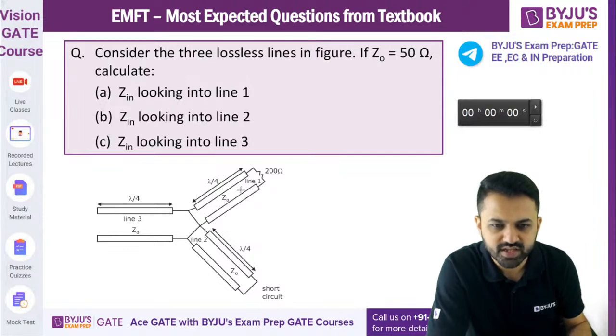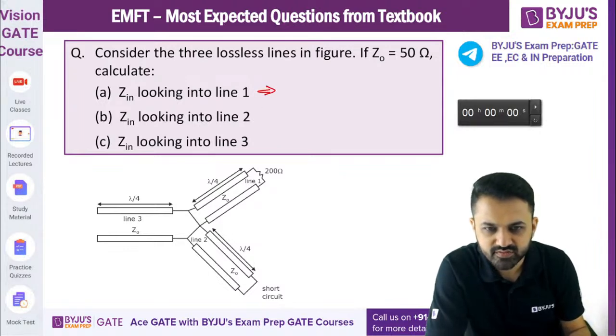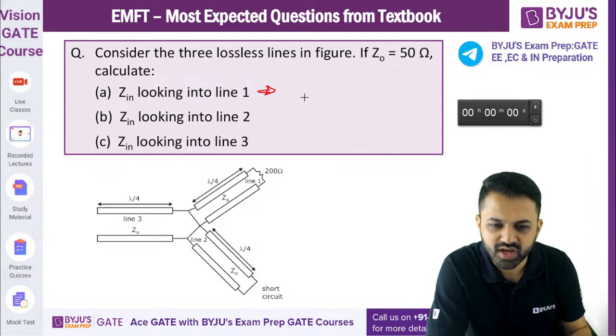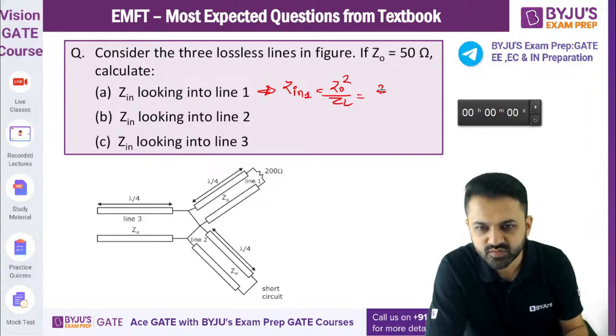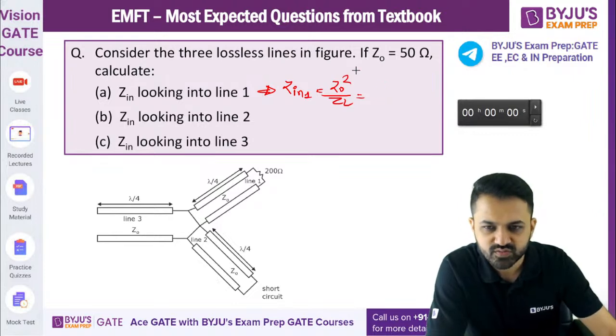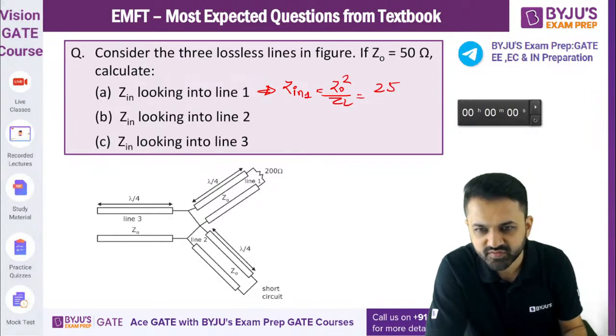Okay, so here for line 1, this is the lambda by 4 length transmission line. So definitely Z in 1 is equal to Z naught square upon ZL. Z naught is 50, so 50 whole square is 2500, divided by 200. So we will get 12.5.